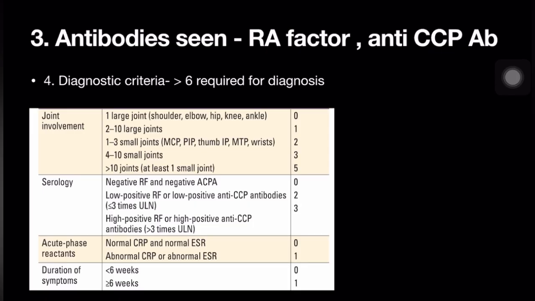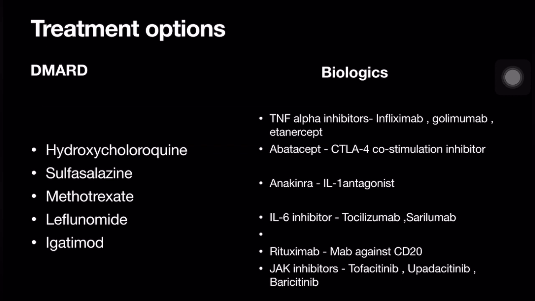Autoantibodies seen in rheumatoid arthritis are RA factor and anti-CCP antibody. Diagnostic criteria is ACR EULAR, and more than 6 points are required for the diagnosis. Treatment options available are DMARDs, that is disease modifying agents in rheumatoid disease, and they are hydroxychloroquine, sulfasalazine, methotrexate, leflunomide and iguratimod. You have to know everything about methotrexate.